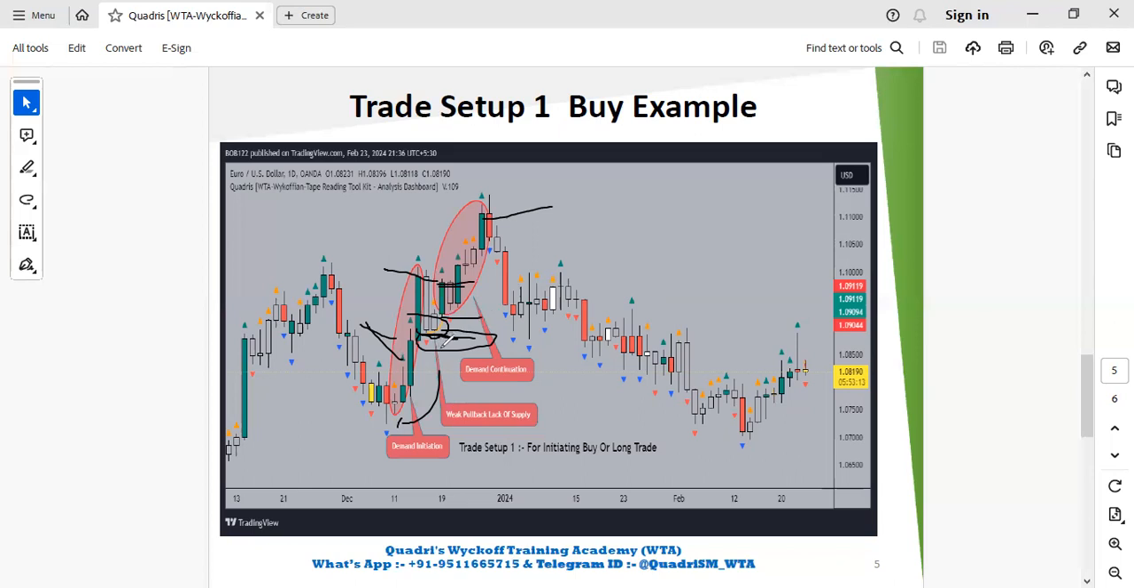If you're using ICT concepts, smart money, or any indicators like moving averages, RSI, MACD, Bollinger Band, Ichimoku, or any supporting tools or strategy of your own, you can align this with it. If this forms any confluence with your strategy, go for the trade, because with demand pullback, demand continuation, most of the time it could result in more than 1:5. This is based on my observation.